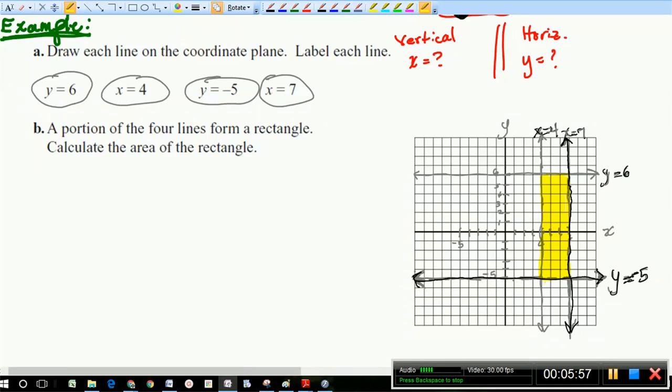We are to find the area of the rectangle. Considering that each line on our grid is one unit, we can just count the sides. We need to find the length and width. Remember that area is equal to length times width of a rectangle. Our rectangle's width is 3 units wide, and the length is 1, 2, 3, 4, 5, 6, 7, 8, 9, 10, 11 units. So our length times our width is 3 times 11, or 11 times 3, which is 33 square units.